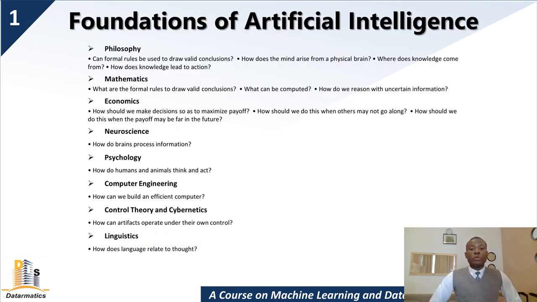So we have a few foundations of artificial intelligence. There are about 8 of them: philosophy, economics, mathematics, neuroscience, psychology, computer engineering, control theories and cybernetics, and linguistics. I'm not going to spend time reading all this out, so I'll allow you to spend some time getting used to these definitions and what they're all about. Try to connect how artificial intelligence is related to philosophy, mathematics, and all these subjects mentioned here.